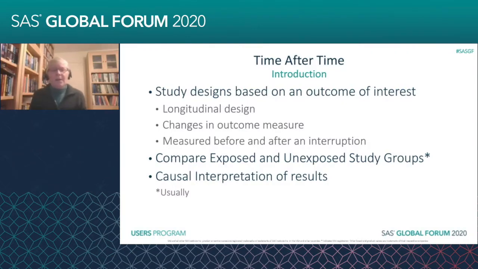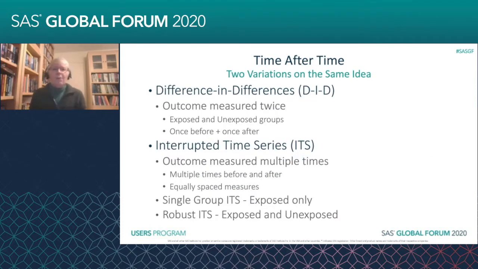So time after time, why would I call it something like this? Well, these study designs are based on an outcome of interest. It's a longitudinal design, so we're measuring our outcome over time, and we're looking at changes in this outcome measure over time before and after an interruption. So in most of these designs, we compare both exposed and unexposed study groups, and we also are able to causally interpret these results. So the results that we find, we say, can be caused by the interruption that we're talking about.